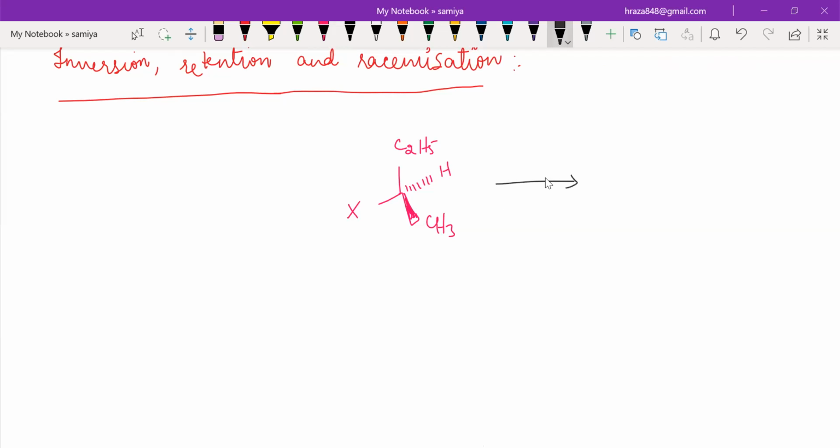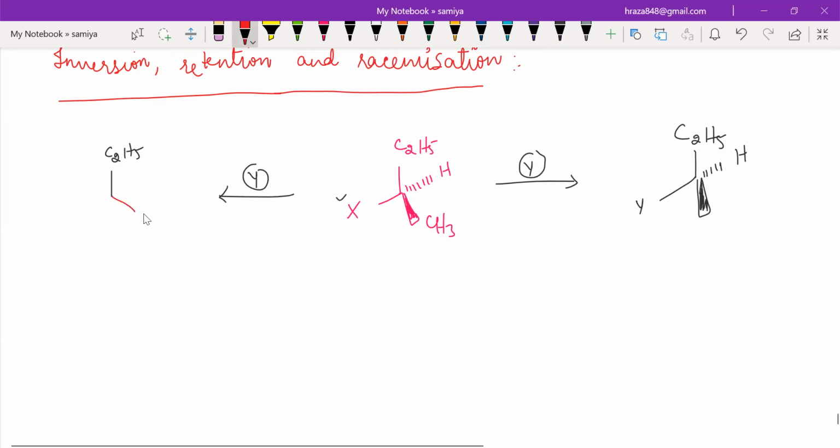So see, there are two possibilities of reaction. If you are going to react this with Y, this Y will replace X and acquire the same spatial arrangement, or the same place of X. Like this will be C2H5 and this will be Y and this will be hydrogen. It does not disturb the bonding arrangement. And there is a possibility of reacting Y, like this is our C2H5. Now Y can be here, and this is hydrogen, and this is CH3.